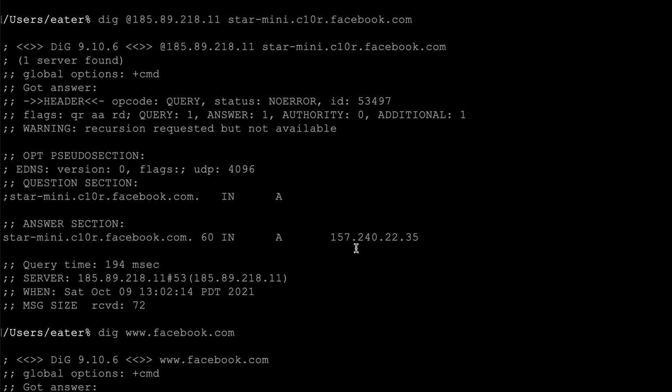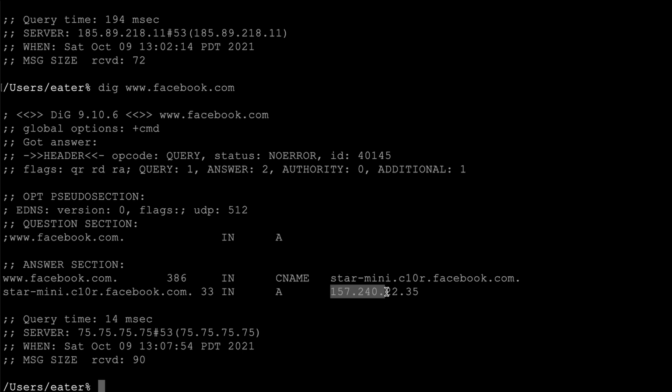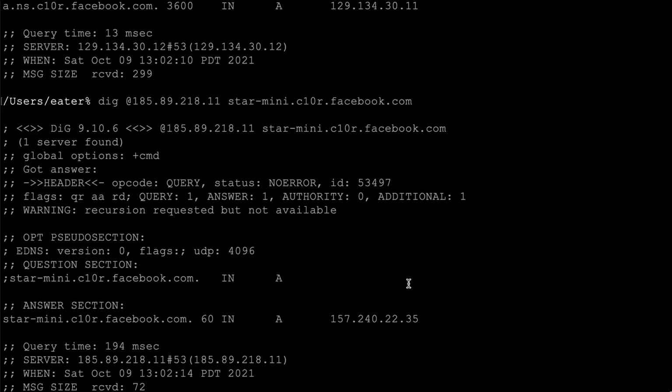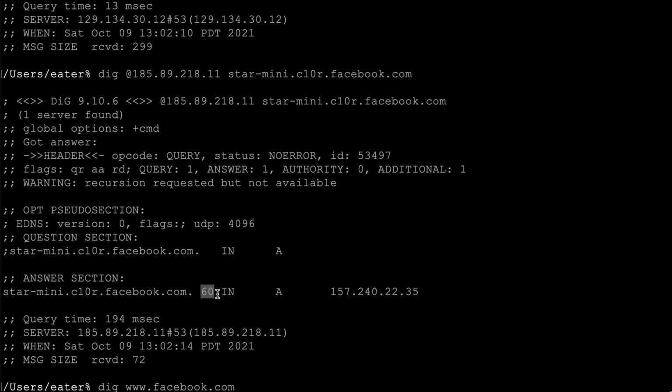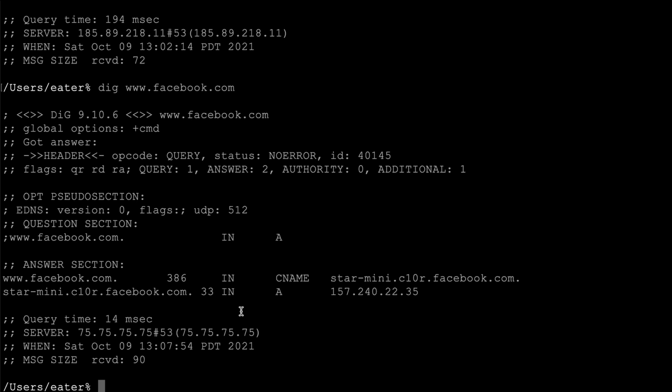But anyway, what this tells me is that even though this address I'm getting from my ISP might have been cached, my ISP would have had to have gone back to Facebook's authoritative name server sometime in the last 60 seconds to get the updated address. In fact, I can see that because this expires in 33 seconds, I know my ISP actually got this information 27 seconds before I requested it from them.